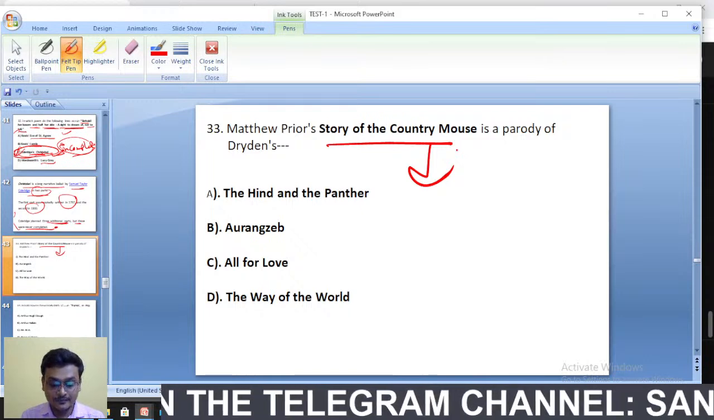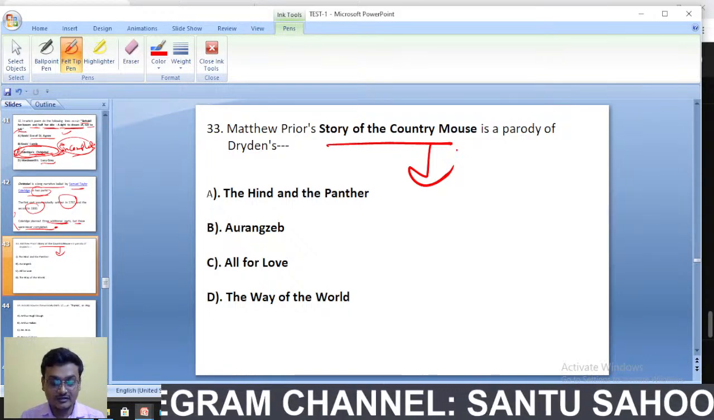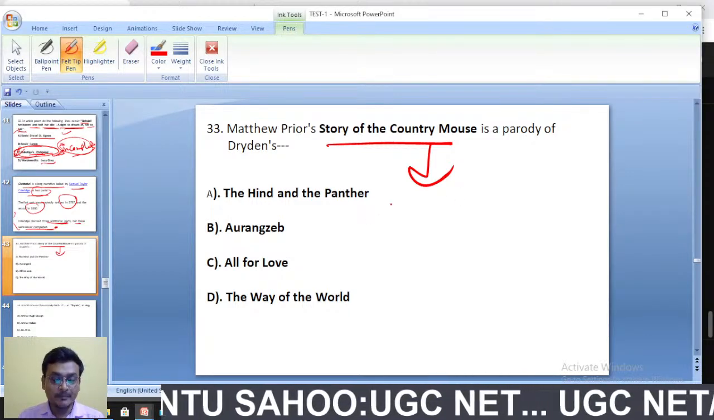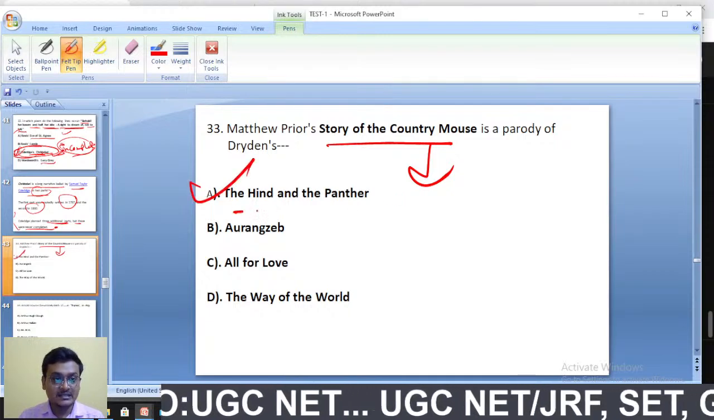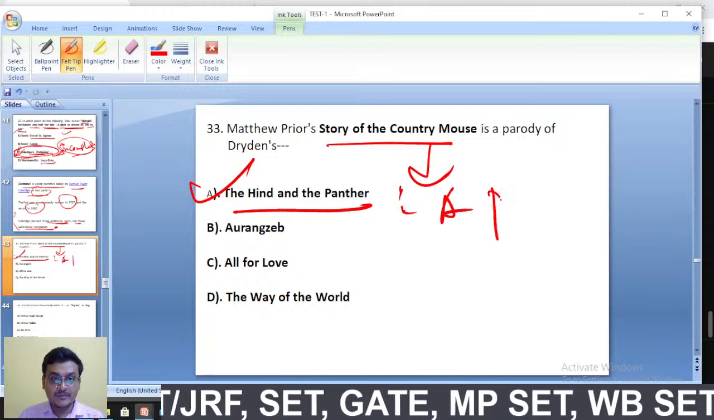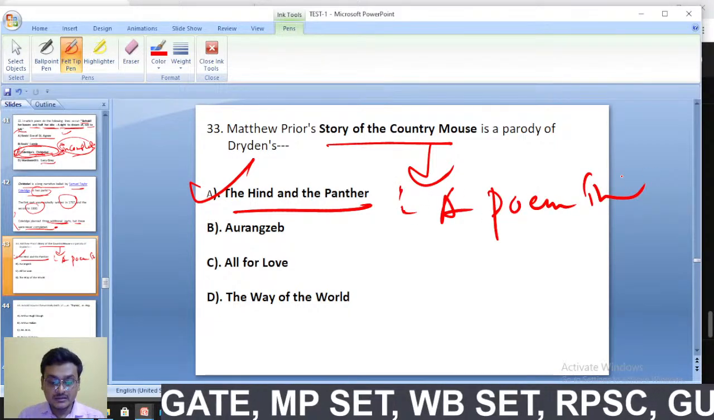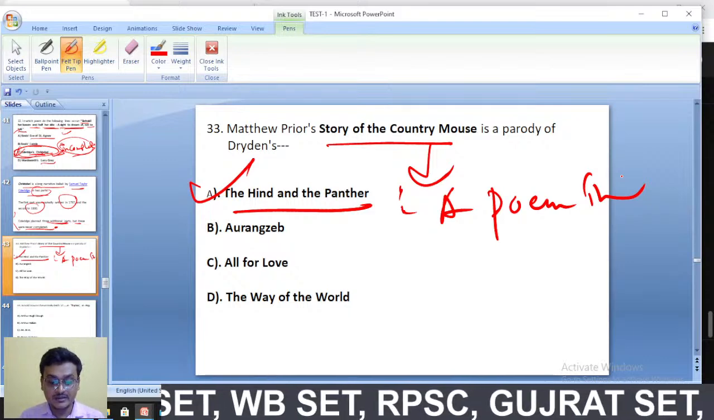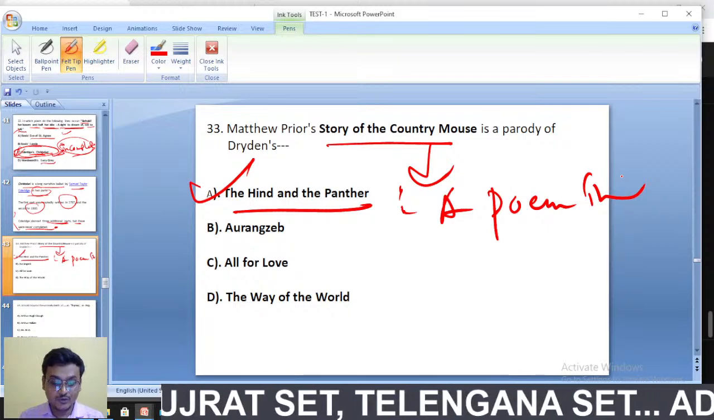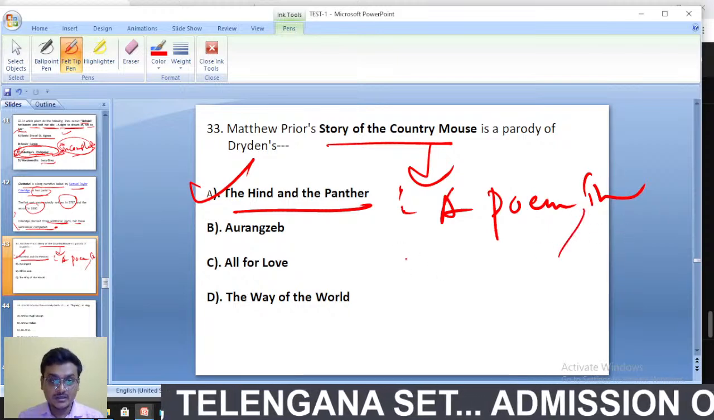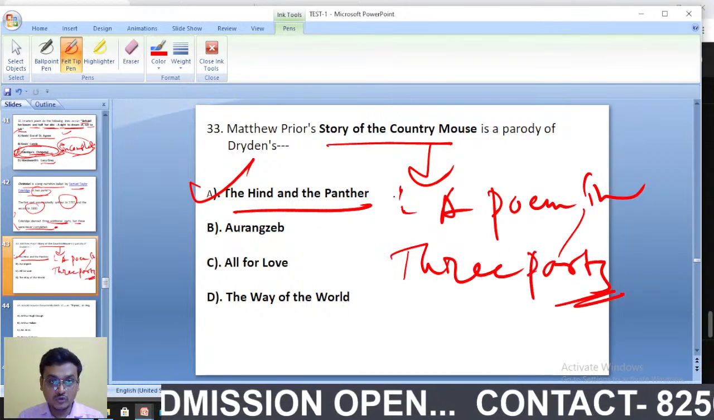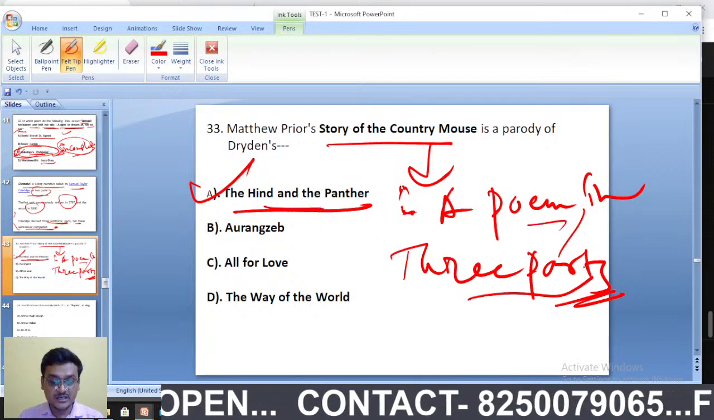Exactly, everyone. Fantastic. So The Hind and the Panther is the right answer here. It has the subtitle, a poem in three parts. This is the full title: The Hind and the Panther, a poem in three parts.